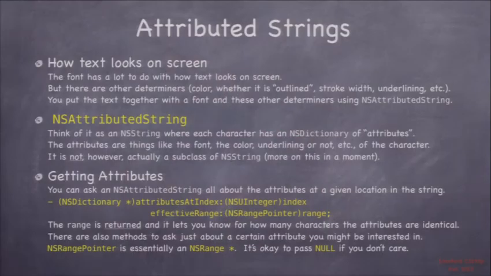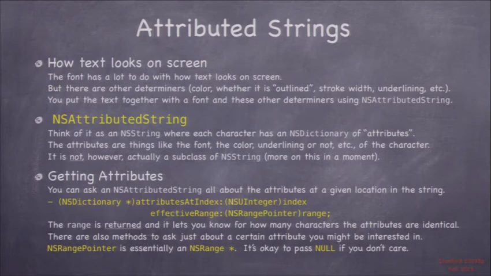This is NSAttributedString. It's immutable, not modifiable. So you cannot set the attributes of an NSAttributedString. There is a mutable attributed string. We'll talk about that in a second. So you get the attributes by calling attributesAtIndex, and it will return you a dictionary with all the attributes for the character at that index. And that NSRange pointer, if you pass it a pointer to a range struct, it'll fill it in with how many characters have the exact same attributes.